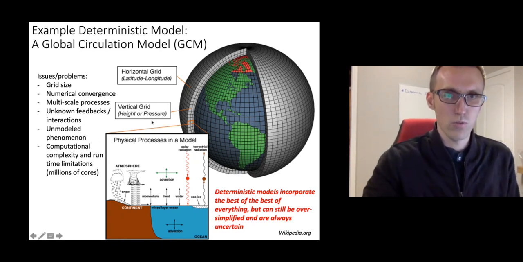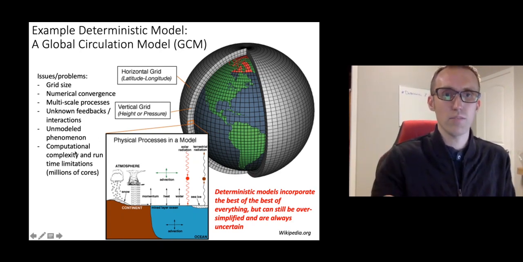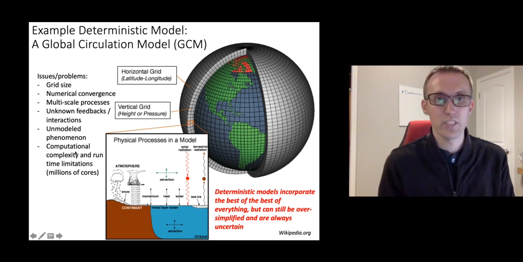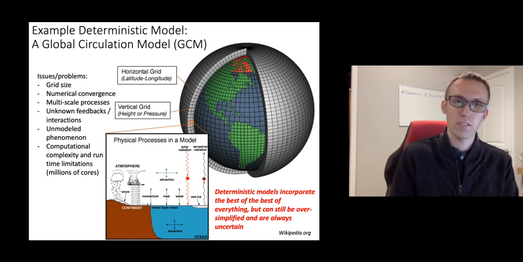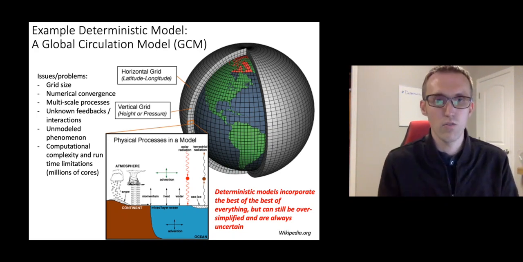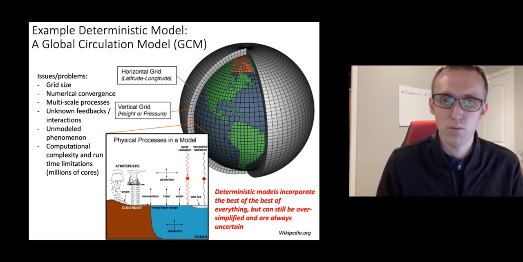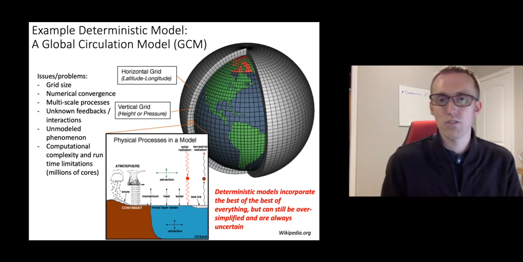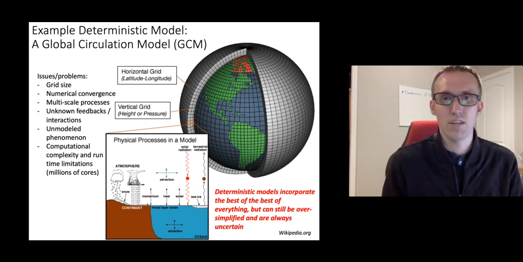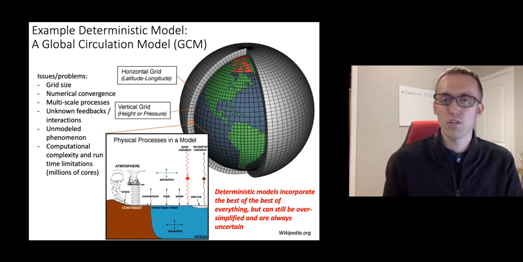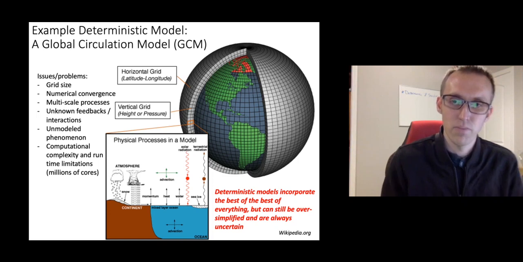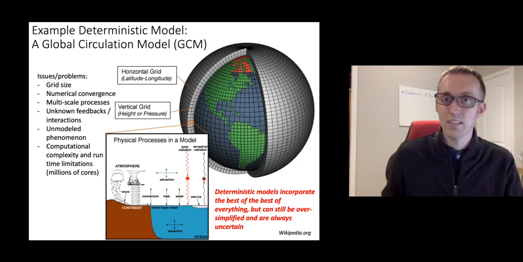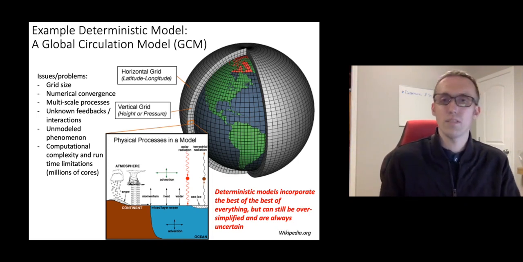Now, with a large global circulation model like this, obviously there's all kinds of problems that are not even relevant for this class, such as numerical issues in modeling, just the scale of being able to model that kind of a problem, computational complexity, and so on and so forth, unknown feedbacks and interactions. These are all problems, but deterministic models incorporate the best of everything in order to account for as much physics as possible, do the best possible job modeling these systems. But even then, as we've seen, they can still be oversimplified, and they are always uncertain.